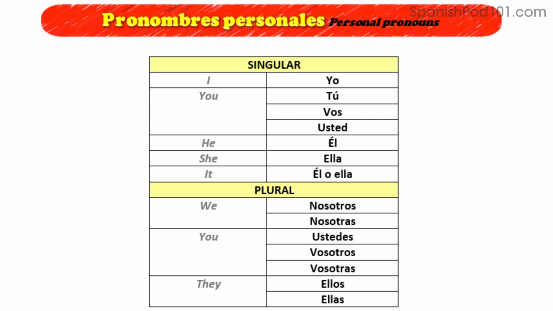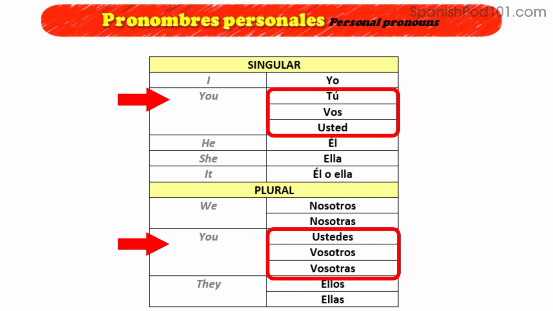Okay, so if we have a look at this table here, what we can see is that there are 6 different ways to translate you in Spanish. We're going to say tú, vos, usted, ustedes, vosotros, and vosotras. If we pay attention here, tú, vos, and usted are singular pronouns, which means that they are used to address one person only, while ustedes, vosotros, and vosotras are the plural form of you and are used to talk to 2 or more people at the same time.